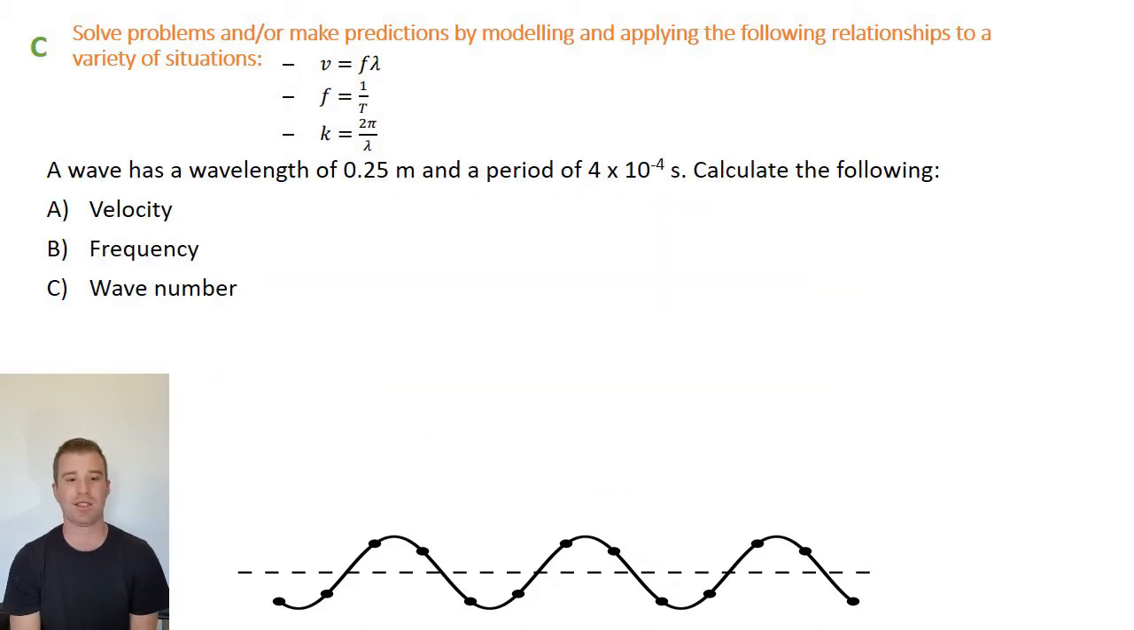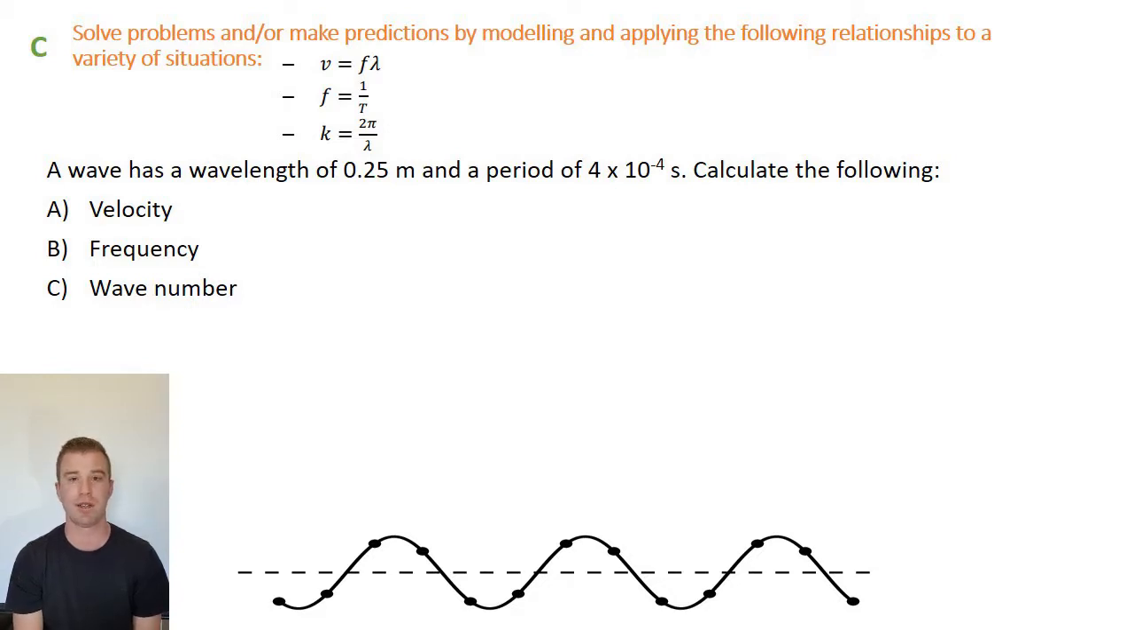A wave has a wavelength of 0.25 meters and a period of 4 times 10 to the negative 4 seconds. Calculate the following: A, velocity, B, frequency, and C, wave number. Now, can I just mention, most of the time you can answer it logically A, B, C. Sometimes you can't, and in this instance, you can't. So let's have a look here at what you can do first.